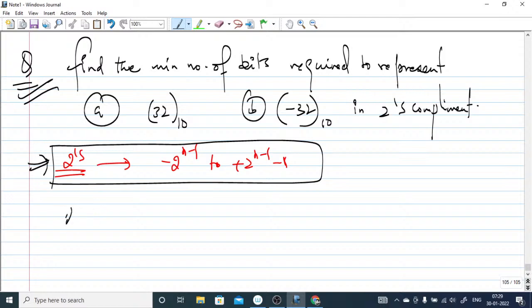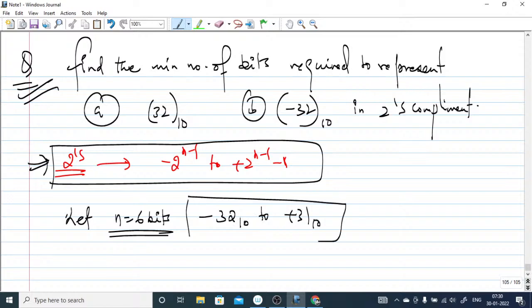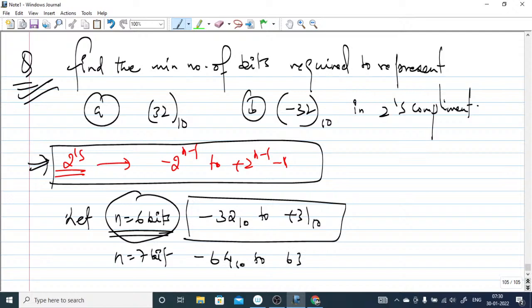So you can consider here, let n equal to 6, 6 bits, suppose. So this can represent from what? From minus 32 to plus 31. From minus 32 to plus 31 it can represent. If n equal to 7 bits, this will represent from minus 64 to 63.